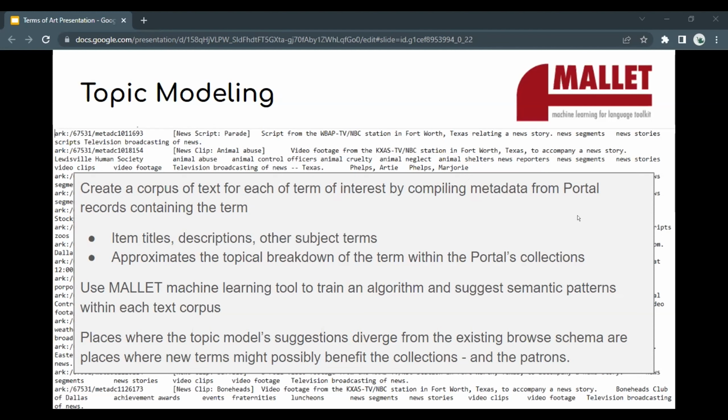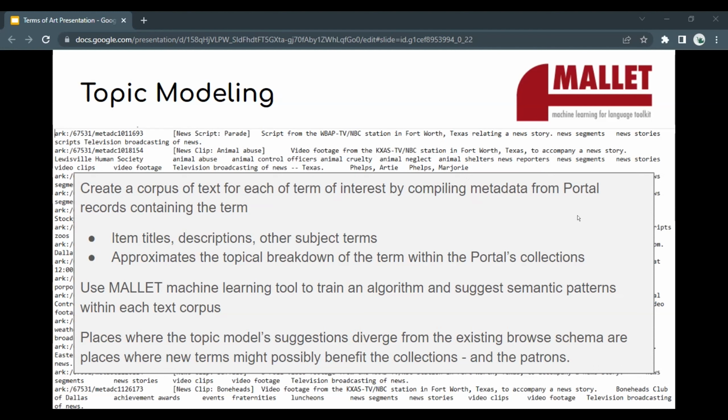So once I had one text corpus for each of my final terms of interest, I used the Mallet machine learning tool to train a topic modeling algorithm that would seek out groups of words that tended to appear alongside the targeted browse term subject within the portal's records in the hopes of gaining some insight into what themes carried the strongest semantic pull within that subject.